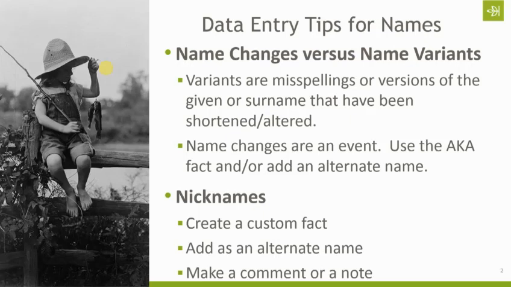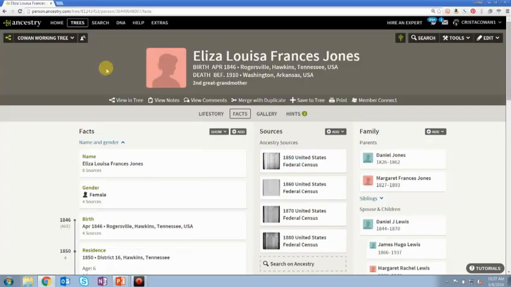I would also, and I would do this no matter how I handled the other two bullet points there, make a comment or a note. A comment is public, so if your tree is public, comments in your tree are public, which means anybody who comes to that person profile will see a little number here, and they'll be able to click on that and it will show them the comment. So if your tree is public and you want everyone to be able to see that and to understand why the nickname, why the name variant, I would make a public comment.